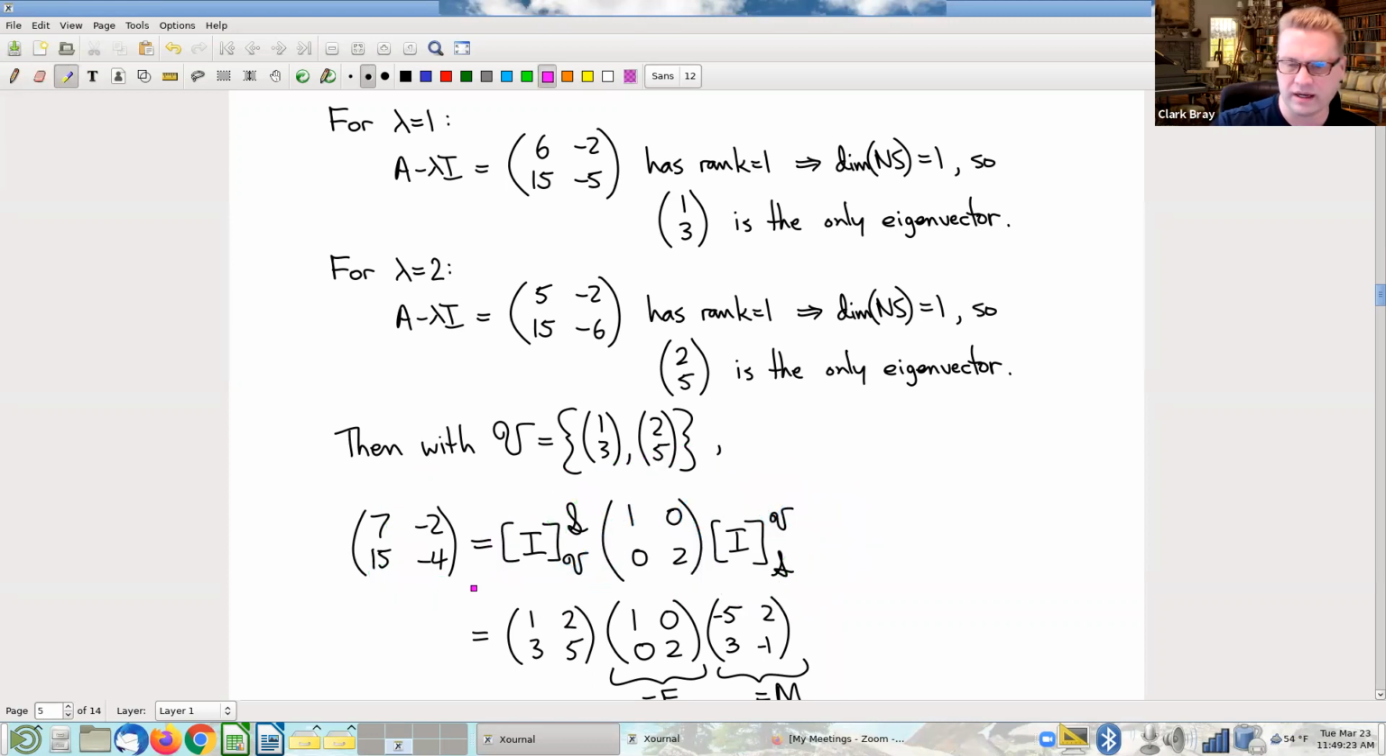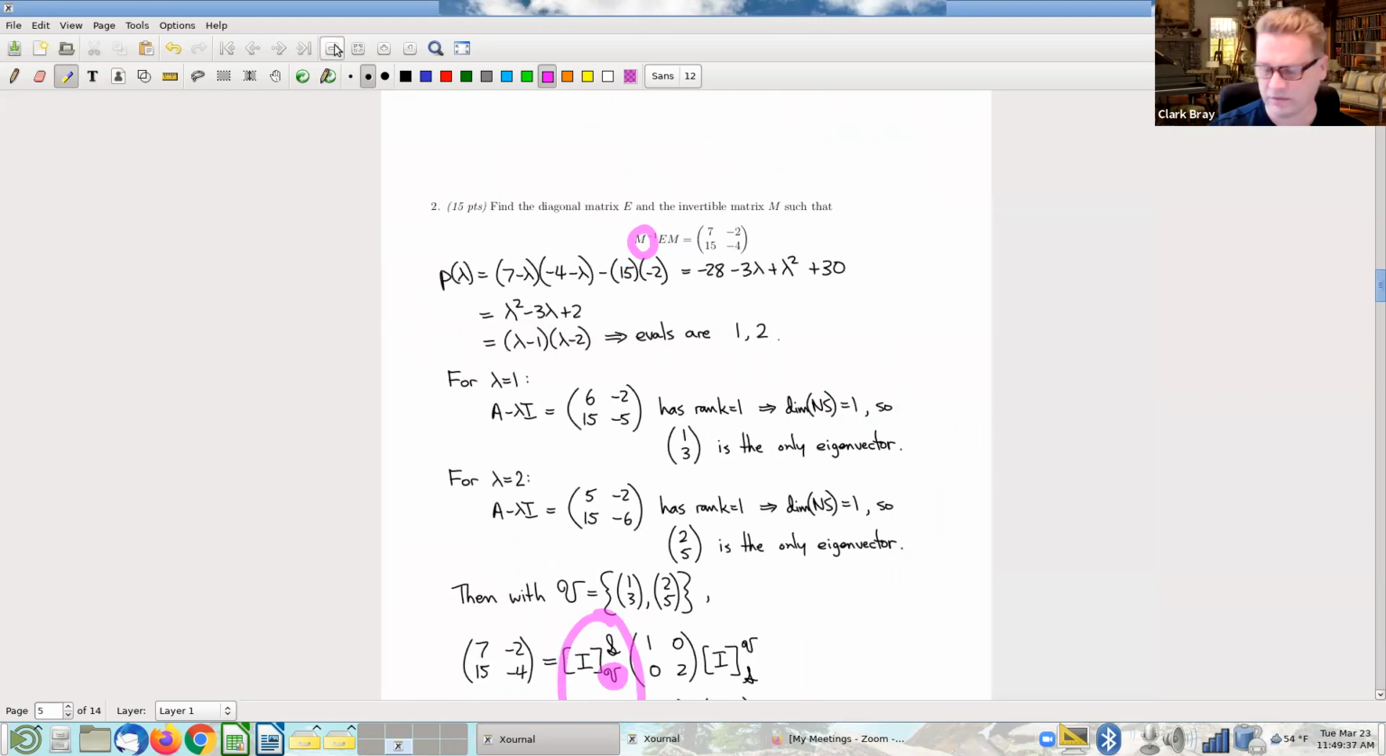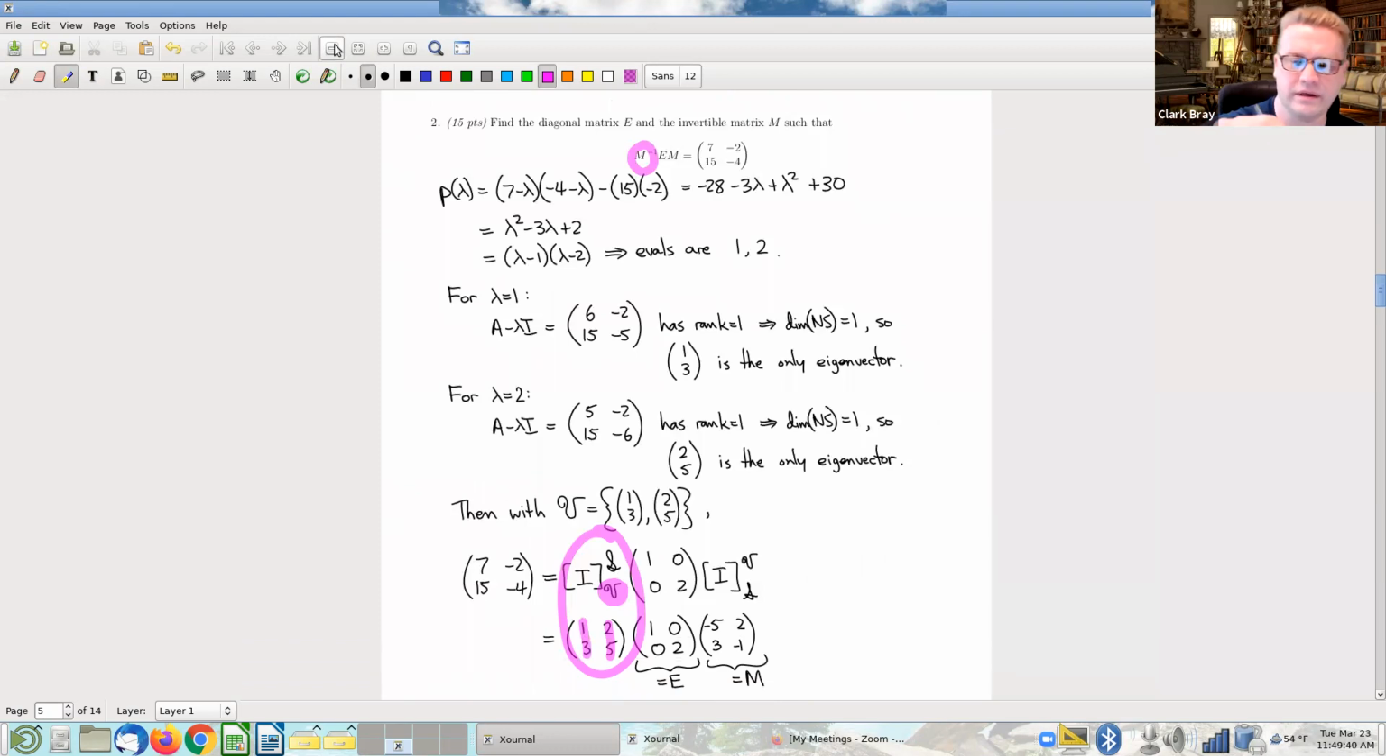But the one whose columns are the eigenvectors is the one on the left, and the one on the left is not the matrix I've been asked to compute. I've been asked to compute M. M is the one on the right. It's not the one whose columns are the eigenvectors. It's the inverse of that matrix. So you've just got to be a little bit heads up on questions like this.